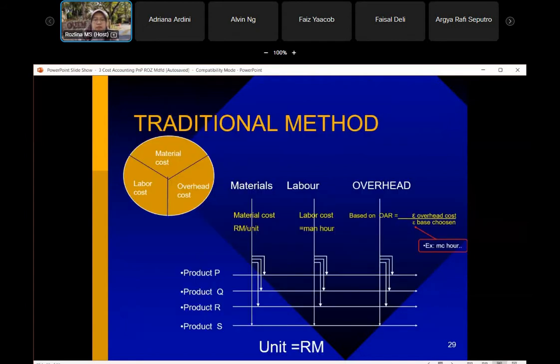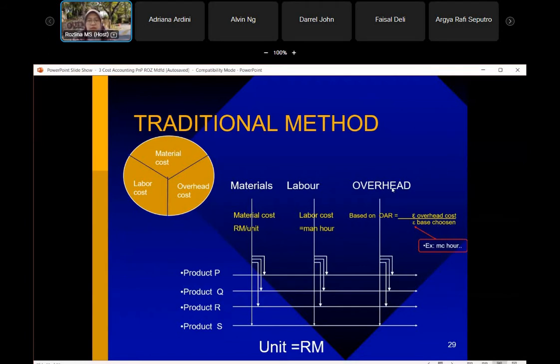Now we go to the traditional method. Still, you can see we have materials, labor, and then overhead. For these three, you will distribute the material cost to the products, let's say P, Q, R, and S. Also for the labor, you have the labor cost and you distribute it according to the product, and also the overhead.